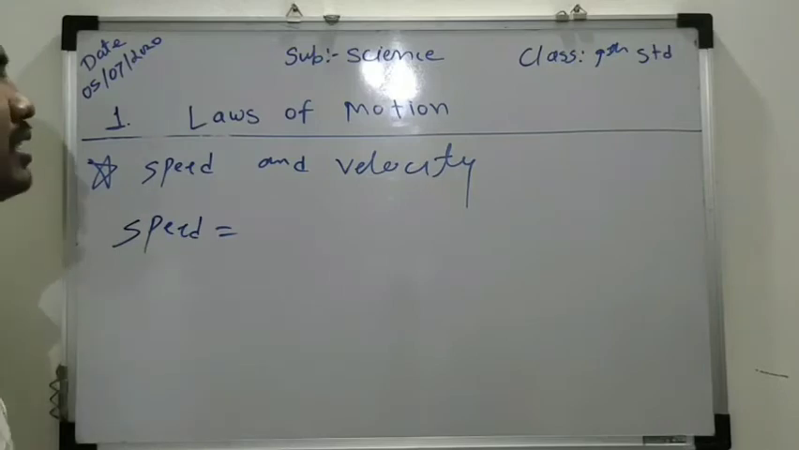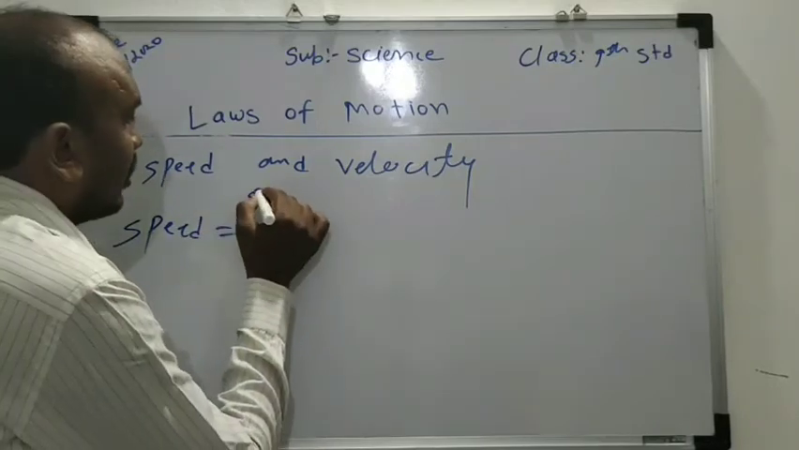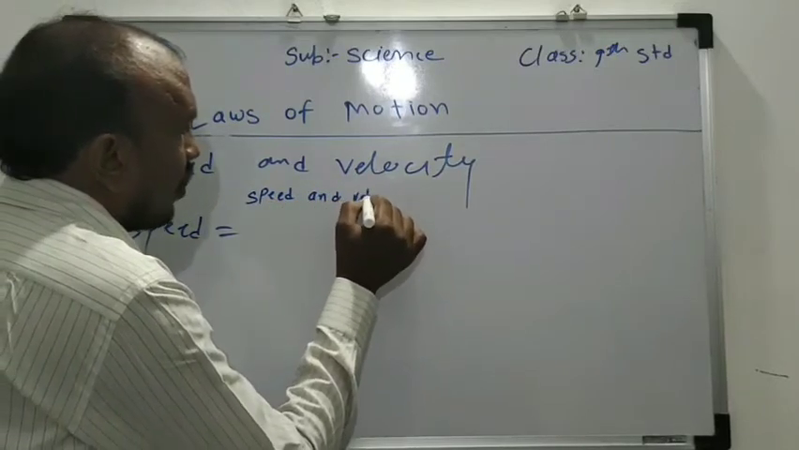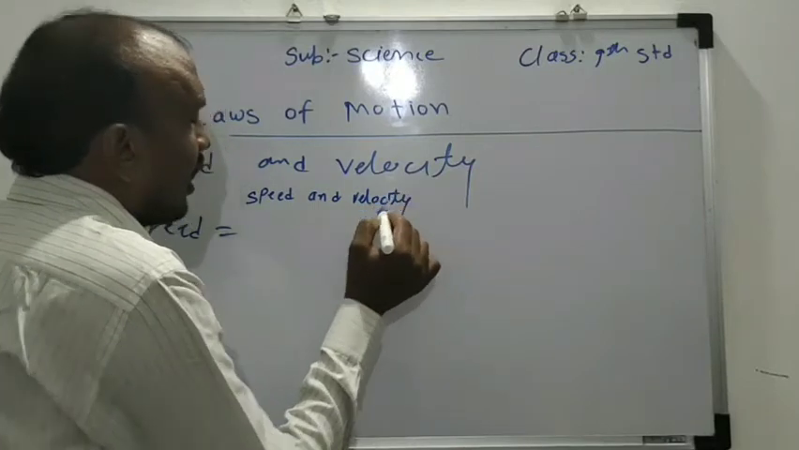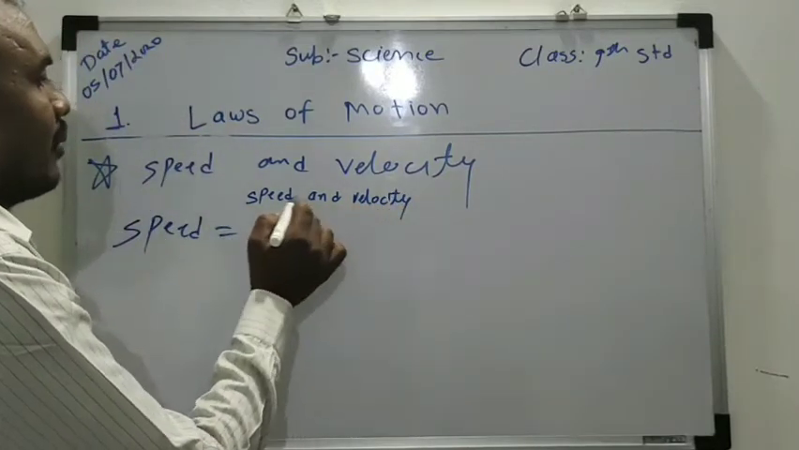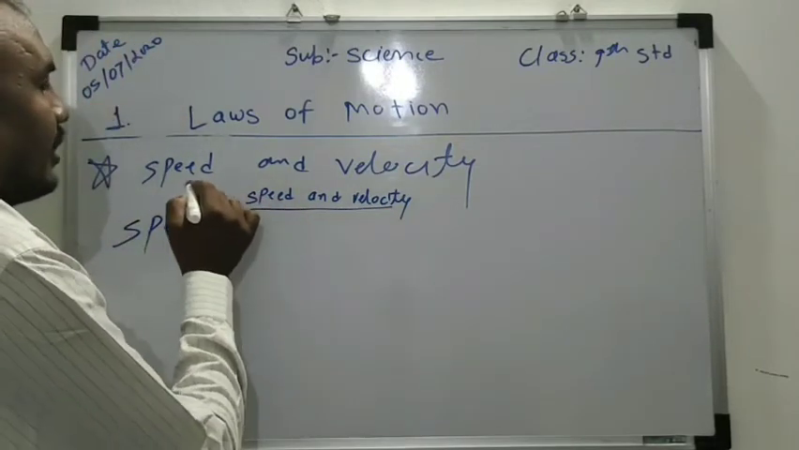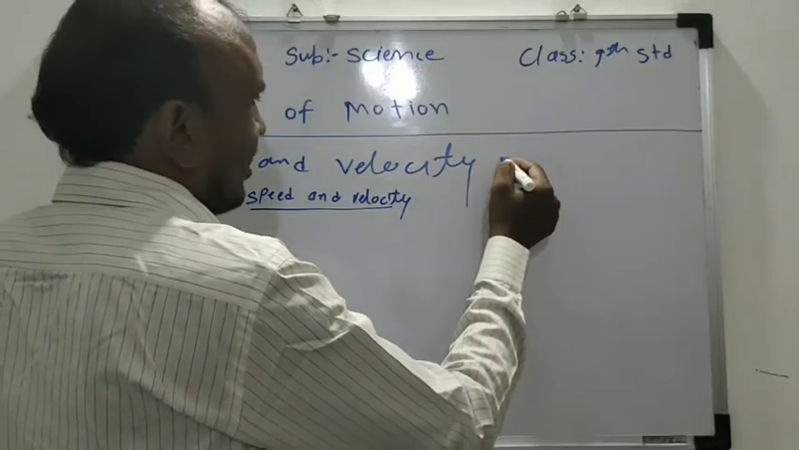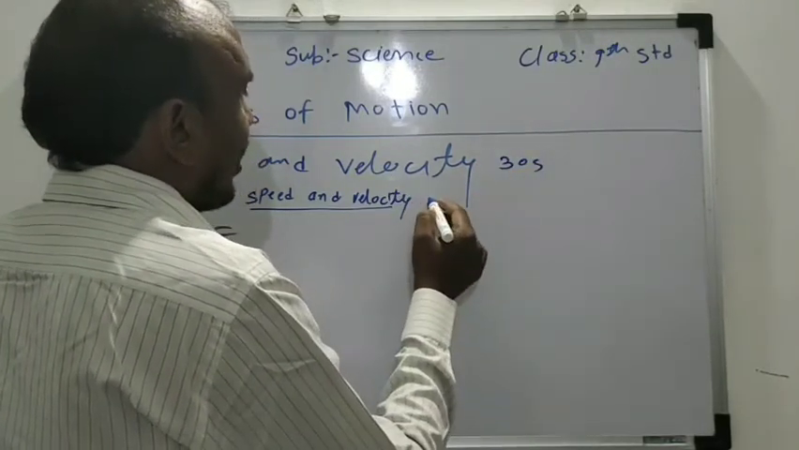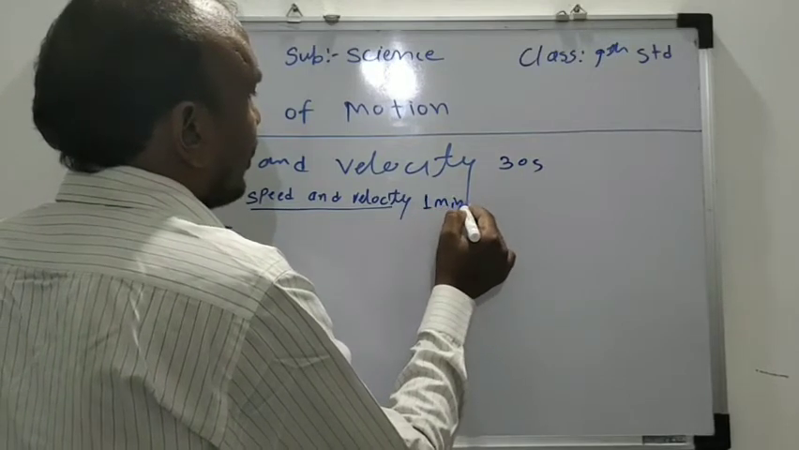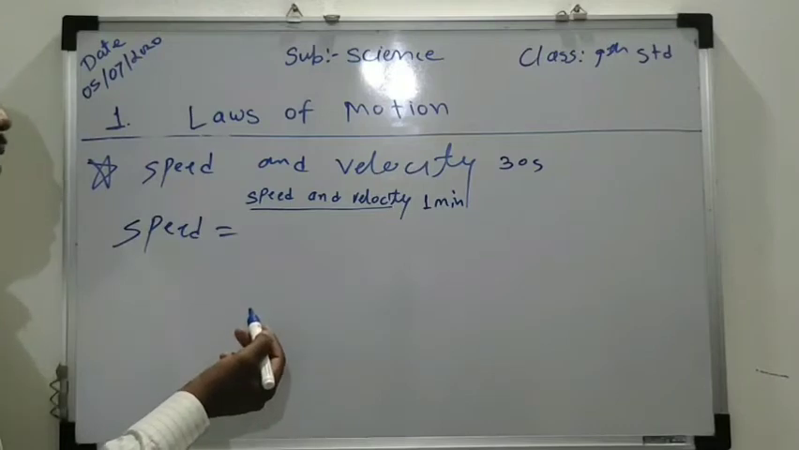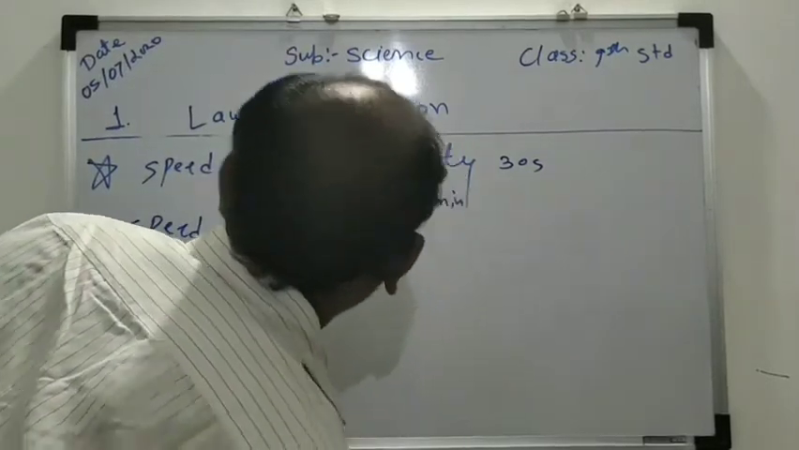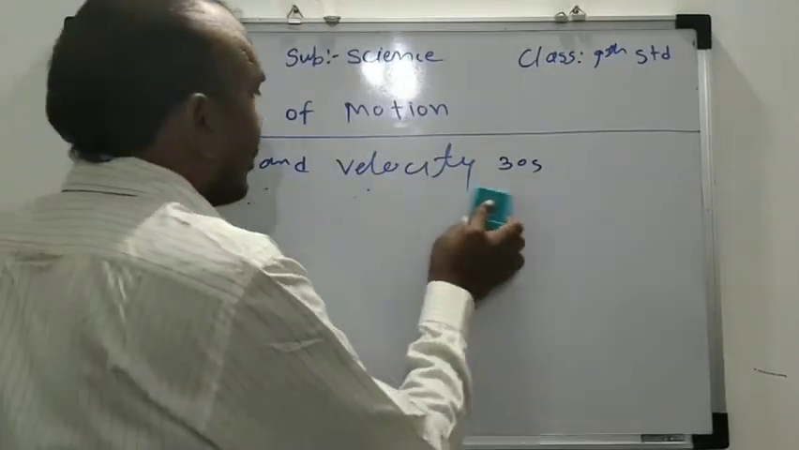My writing speed is that. If I am writing at that speed and velocity, I write the same alphabet but slowly, and here speedily. Writing slowly will require at least 30 seconds, and this will require at least 1 minute. So with respect to time, I will write something. Speed means distance covered upon time.